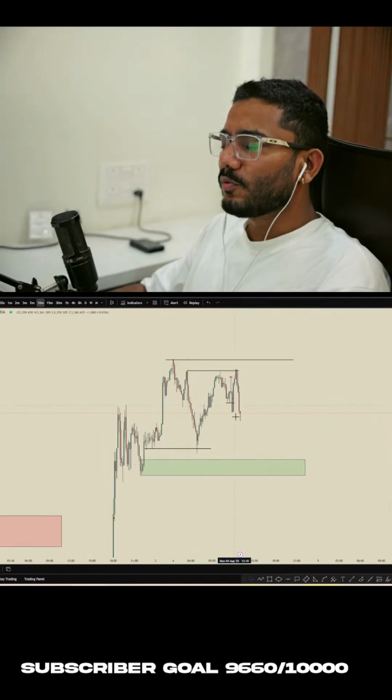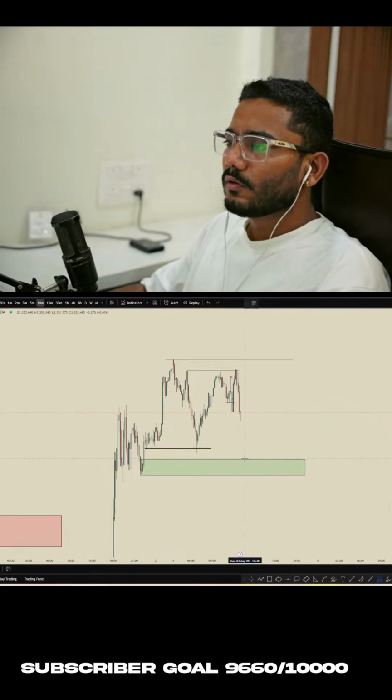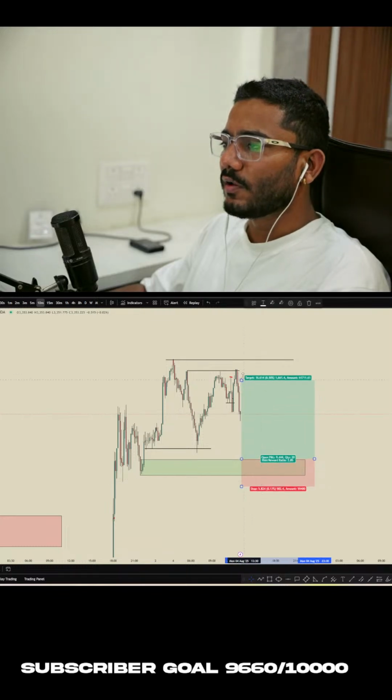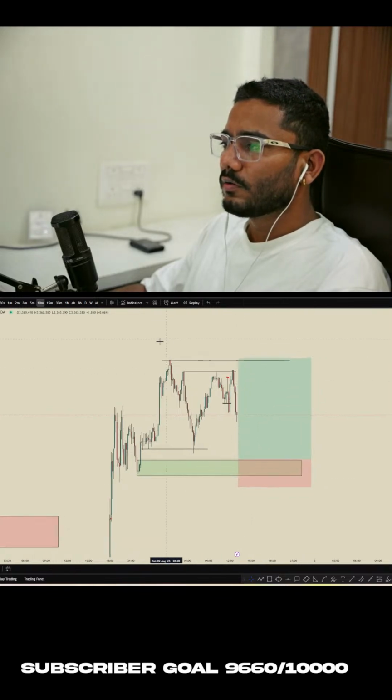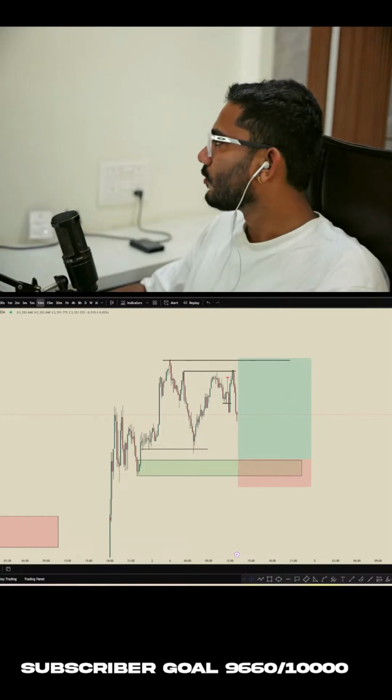So this is our next order block. Stop loss below this low. The next high we'll target, something like this.